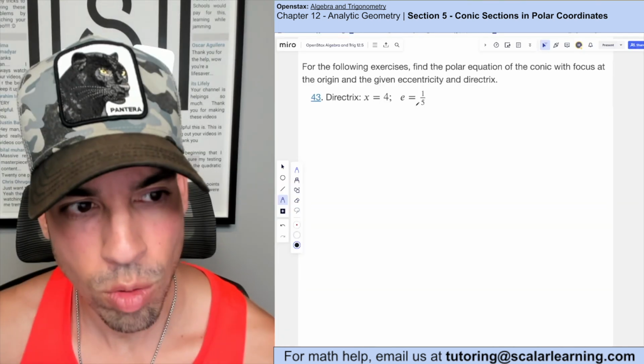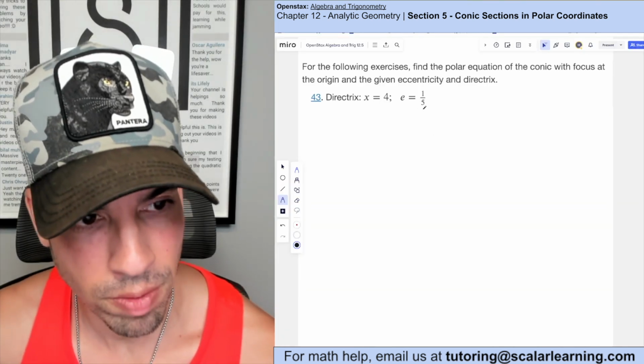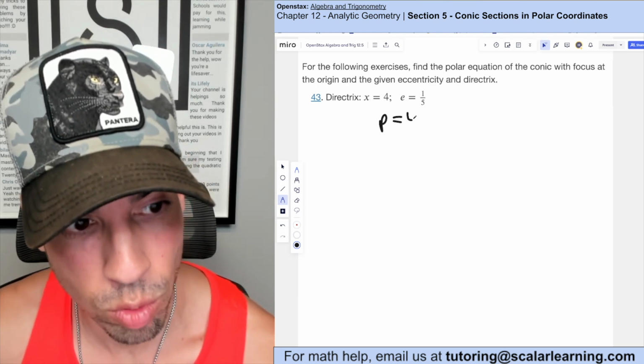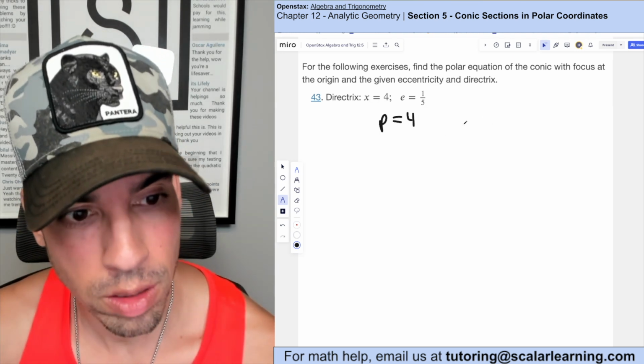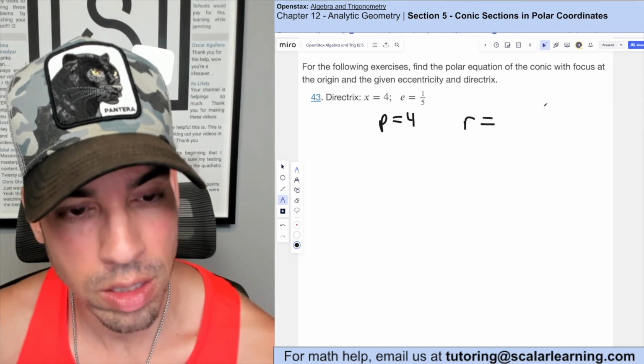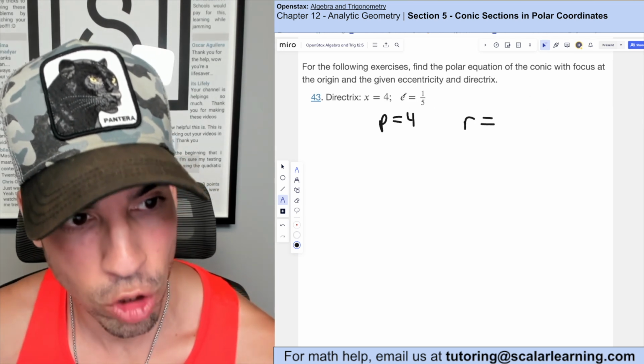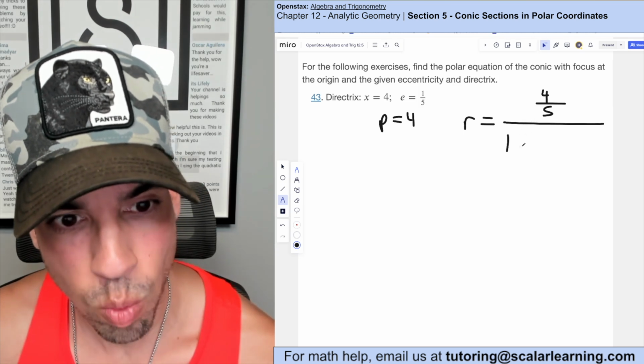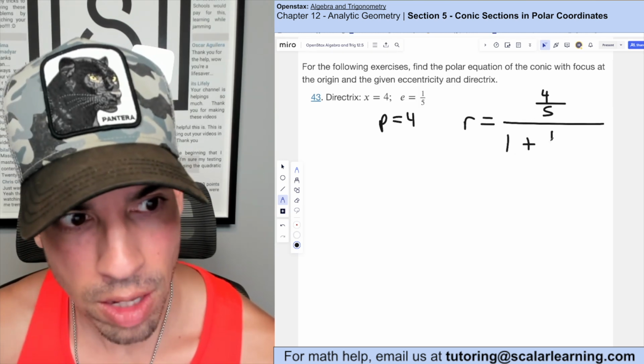Done. So for this one, we know that if e is 1/5, that's the eccentricity. If the directrix is x equals 4, p is equal to 4. So now we can start to make this equation. We've got r is equal to e times p, which is 1/5 times 4, which is 4/5 on the top. And then on the bottom, we've got 1 plus my e value of 1/5.